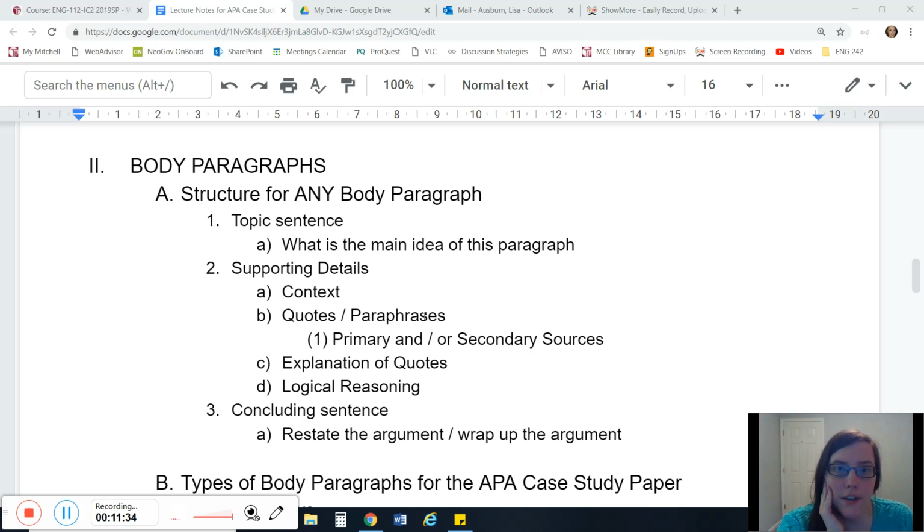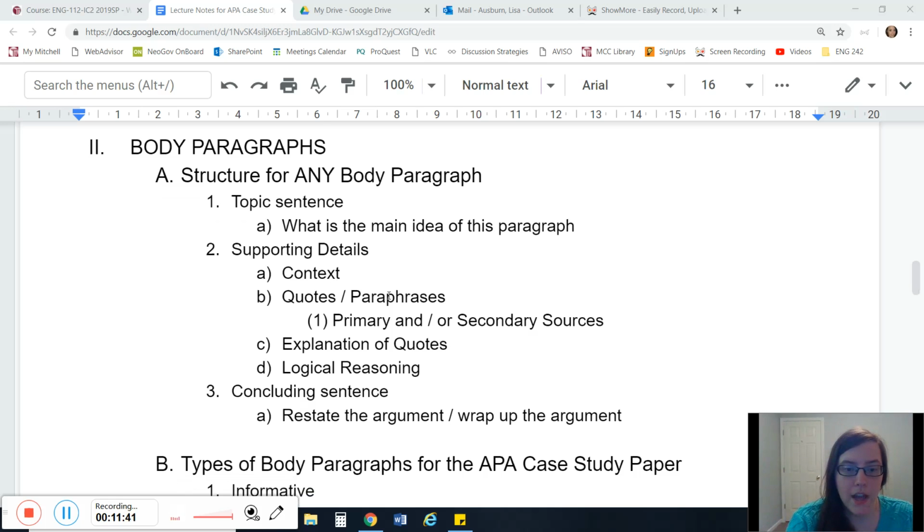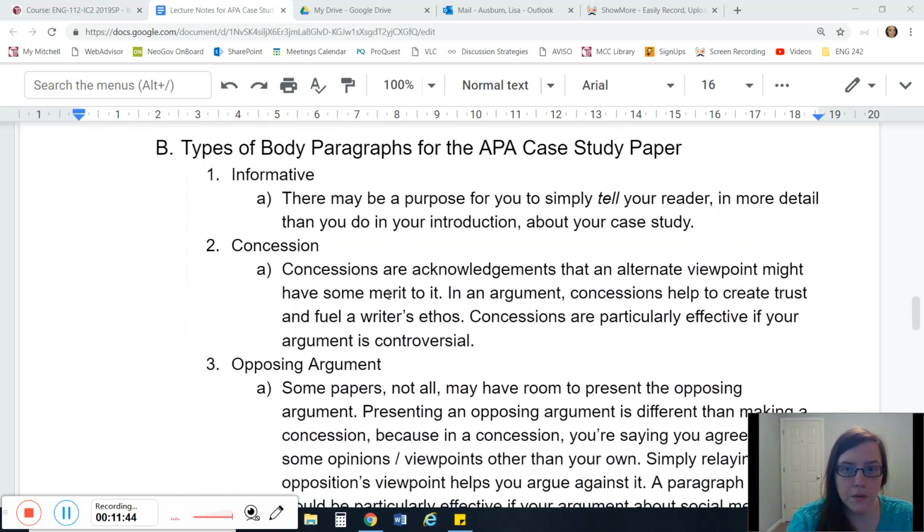So you are no stranger to the structure of a body paragraph, but what I also want to offer you here under this body paragraph segment is types of body paragraphs, particularly those for this type of paper that we're writing. I think you have a lot of options, and some of these papers you'll write might include all of them or almost all of them. Ideally, though, you want to make sure that they're not all just type 1, which I'm labeling as informative. This is the type of paper I usually see, just a lot of information about the case study, and I don't think that makes for an effective paper.